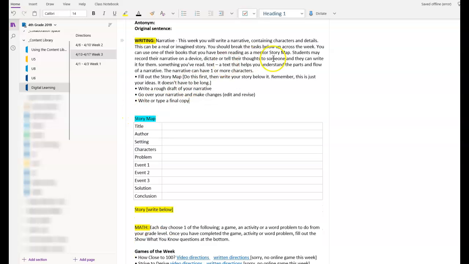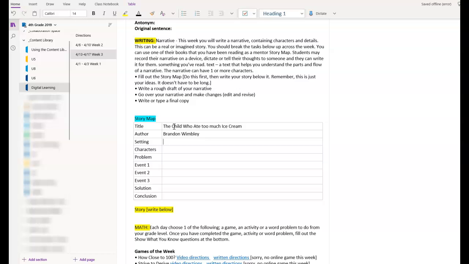Alright, so now what you're going to do is your narrative can have one or more characters. We're going to fill out our story map. So this is just your ideas. So what's the title of your story? Well, the title of my story is going to be The Child, and since it's a title, I need a capital. The Child Who Ate Too Much Ice Cream. It's actually going to be about my son Luke because that's what he was doing yesterday. So who's the author? Well, this is an original story, so it's not one that I'm basing off of anything, so it's going to be Brandon Wimbley.